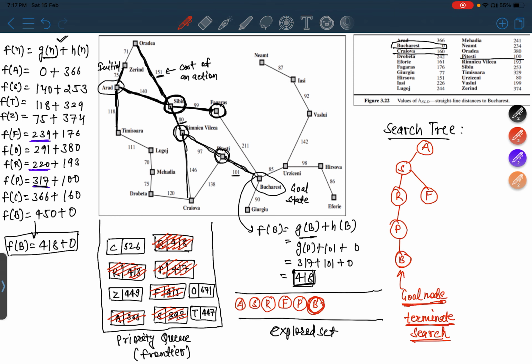And what will be the path returned by this algorithm? Path will be the path you can follow in the search tree. That's why we keep maintaining the search tree here. Path slash solution will be A to S, S to R, R to P, P to B. And since we know that this is the optimal path in this search, so this is true that A star does return the optimal path.